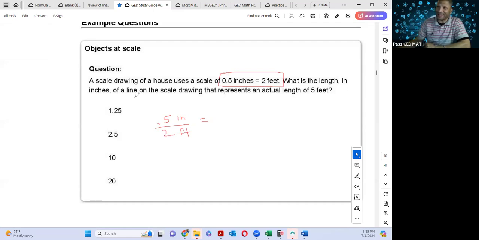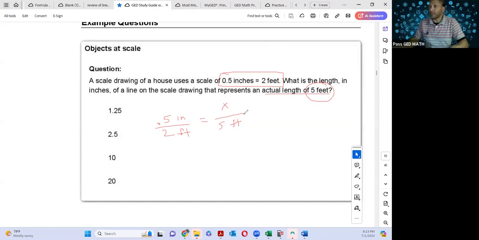What is the length in inches of a line on a scale drawing that represents an actual length of 5 feet? So what you should notice on both sides of the equal, you should have the same thing. So that means I'm going to have inches on top and feet on the bottom. Well, that's a given. They gave me the actual length of 5 feet. So that's going to go on the bottom. This is an unknown. That's what we use variables for.